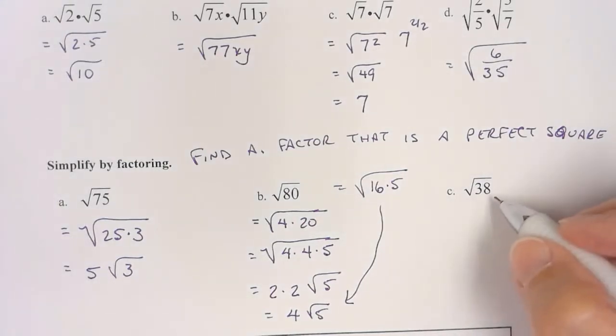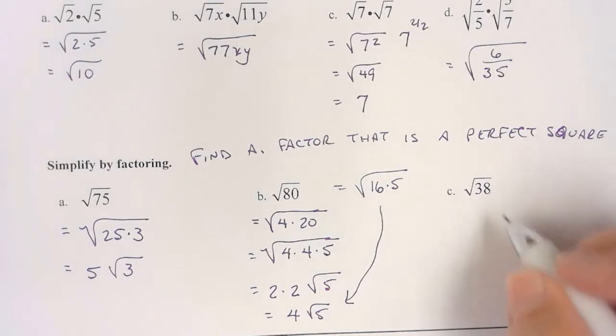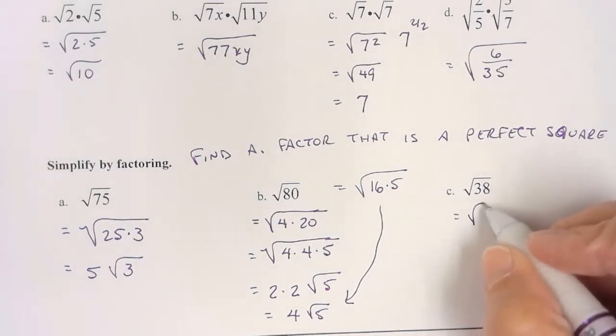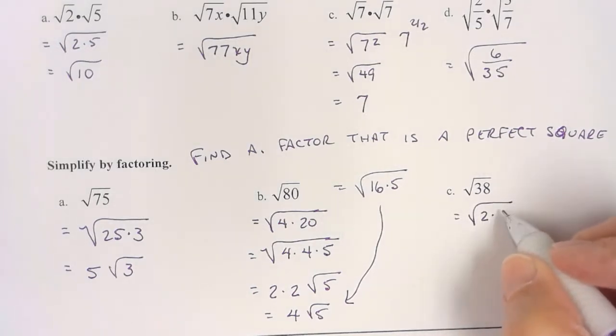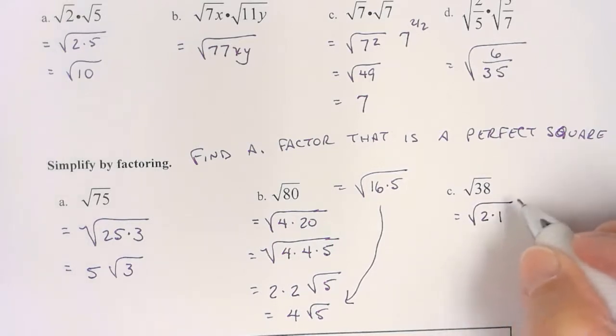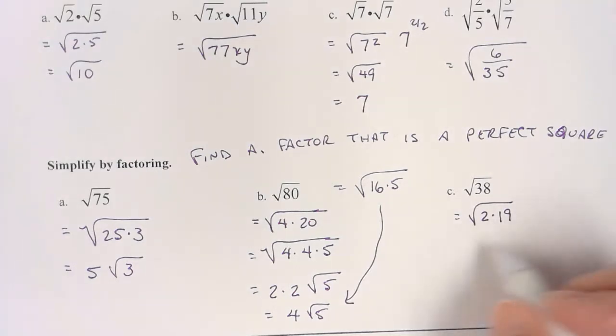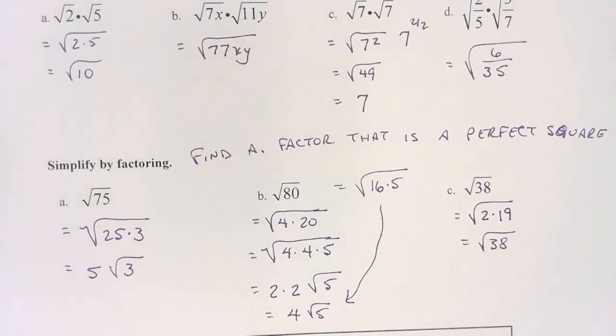Let me see, 38. I know 2 will go into 38. 2 times, let's see, that would be 1, 9. Neither one of those is a perfect square. So the square root of 38 is stuck as the square root of 38.